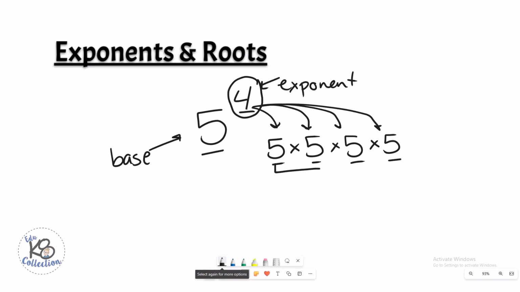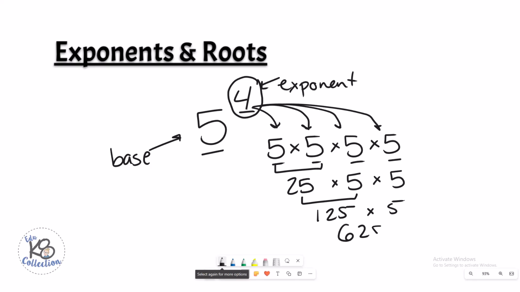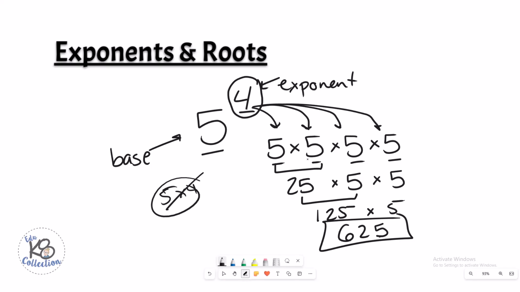So starting on the left, 5 times 5, that's 25. Bringing down the rest of the 5s. Again, to the left, 25 times 5, that's 125. Bringing down that last 5. And then 125 times 5 is 625. So that means that 5 to the power of 4 is not 20. It is not 5 times 4. It's actually 625.